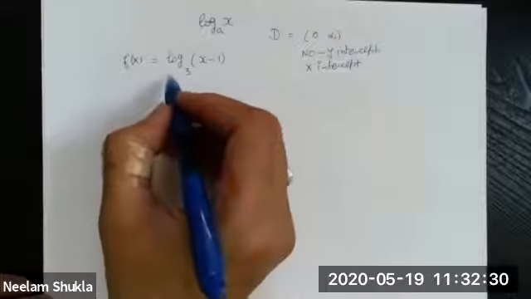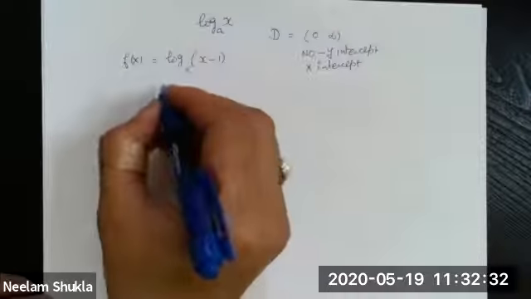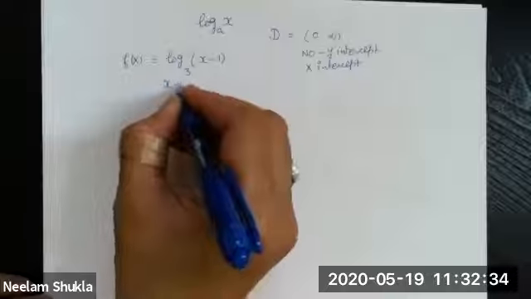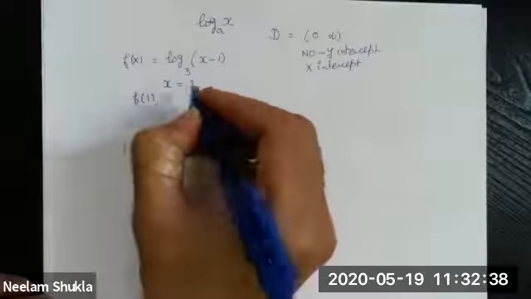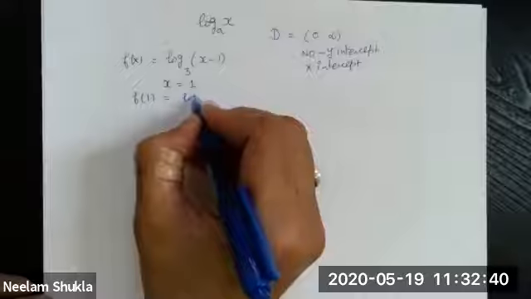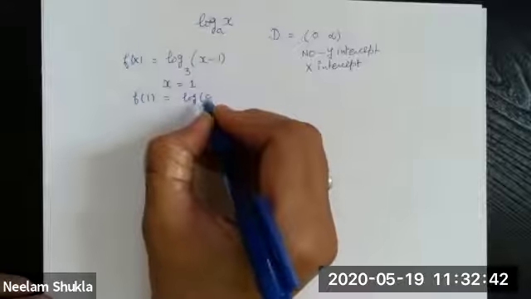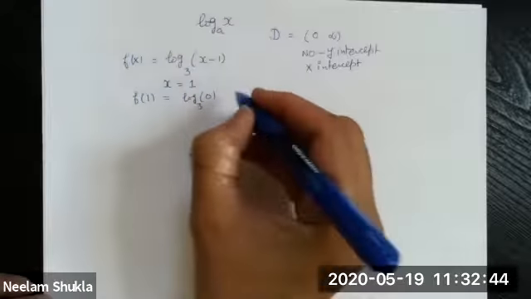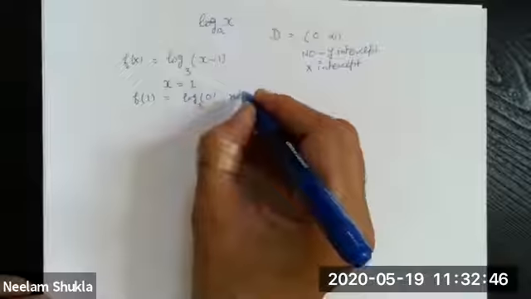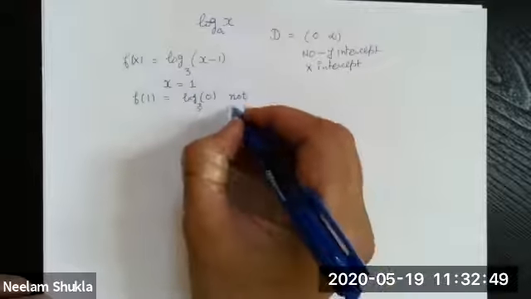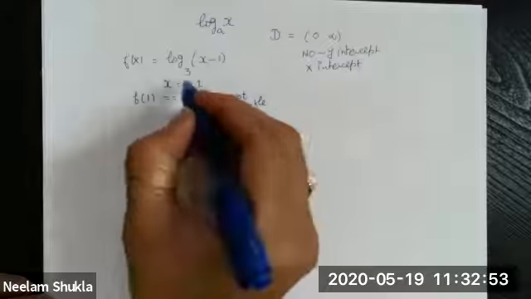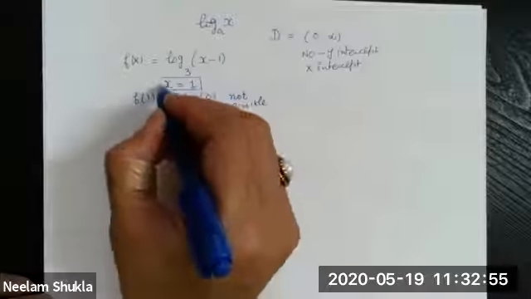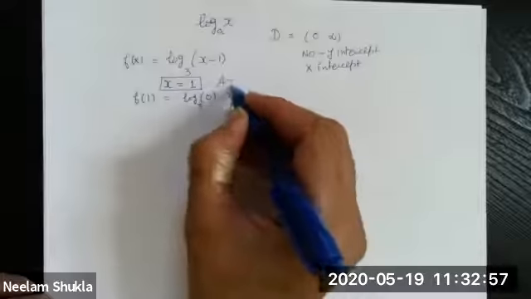Now, when your x is equal to 1, we get the value of the function equal to log of 0 with the base 3, and this is not possible. We cannot find this value. That means x equal to 1 works as the asymptote of the function.